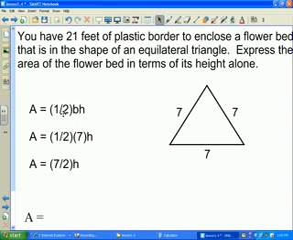Well, in general, the area of a triangle is 1/2 base times height. For this specific triangle, though, I have a numerical value for the base. The base is 7. So I can substitute 7 for the base, simplify by multiplying 1/2 times 7, and I get an area formula for this triangle which is strictly in terms of height: 7/2 times the height.